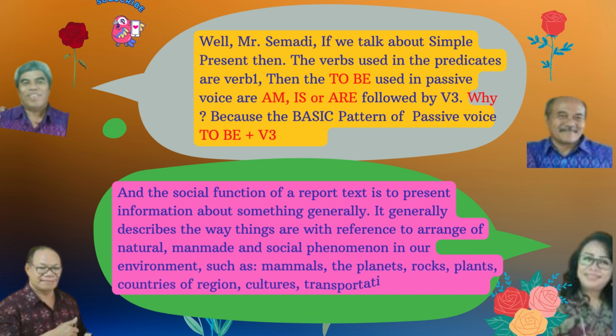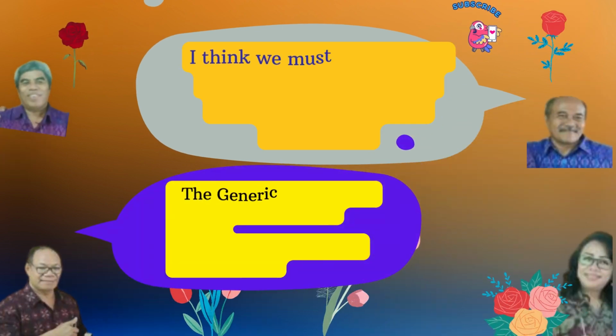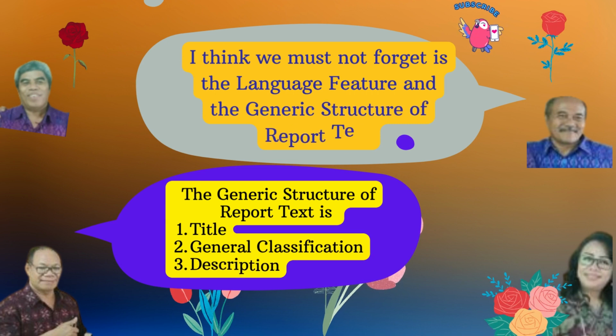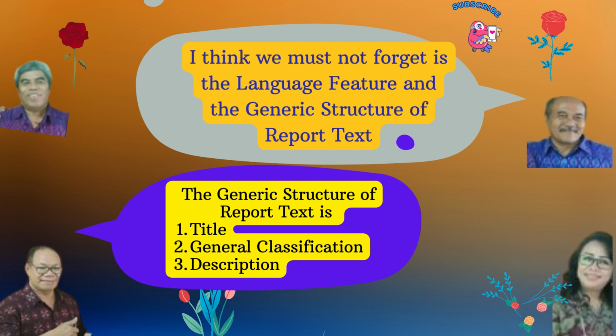And the social function of a report text is to present information about something generally. It generally describes the way things are with reference to a range of natural, man-made and social phenomena in our environment, such as mammals, the planets, rocks, plants, countries of region, cultures, transportations, and so on. I think we must not forget the language feature and the generic structure of report text. And the generic structure of the report text is title, general classification and description.